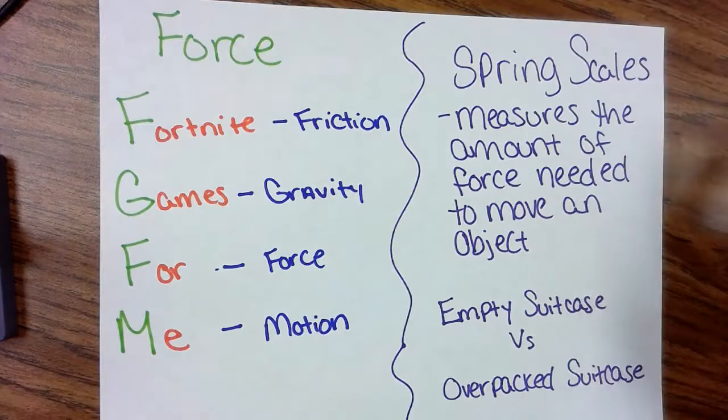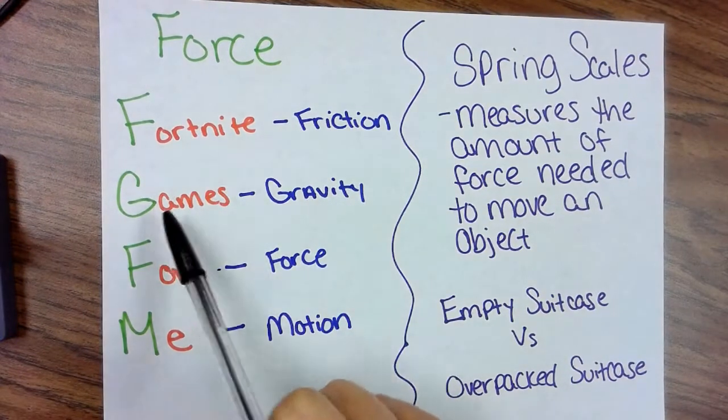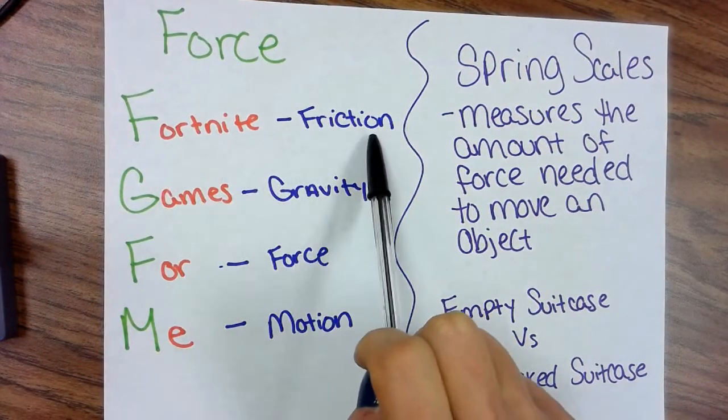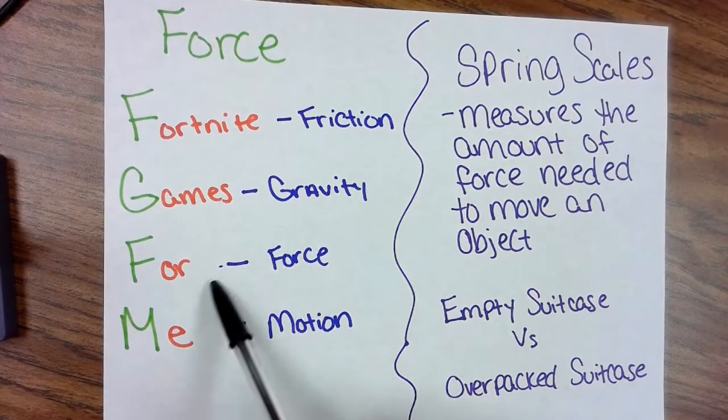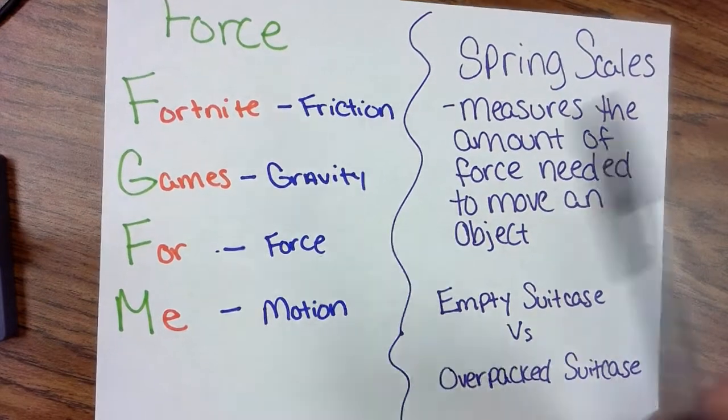All right, next. Force and spring scales. Force, Fortnite. Games, for me. Fortnite is friction. Games is gravity. For is force. Me is motion.